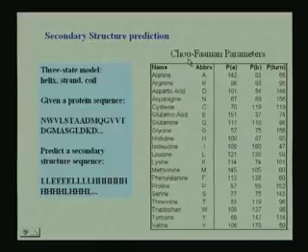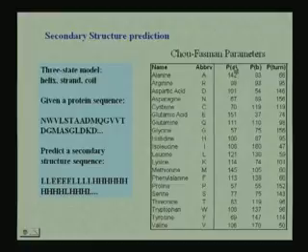These are called the Chow-Fasman parameters. What it tells you is the chance, or rather the propensity, this value is called a propensity, that you are going to have an alanine in an alpha helix. The larger the number, the larger the probability that it is going to be in that specific secondary structure.